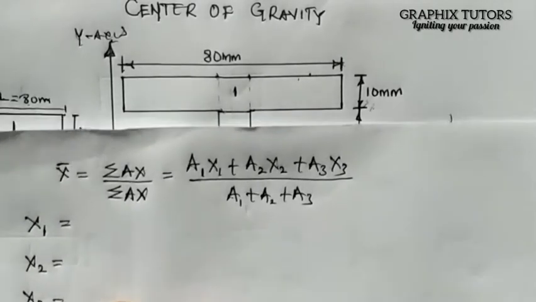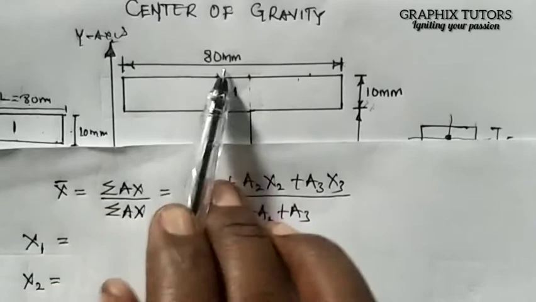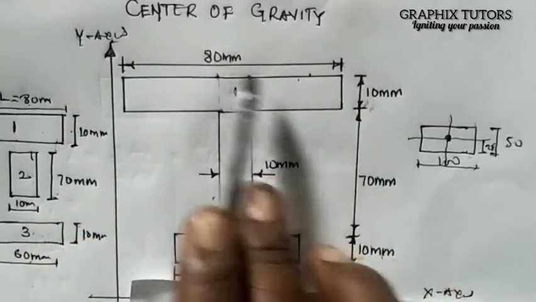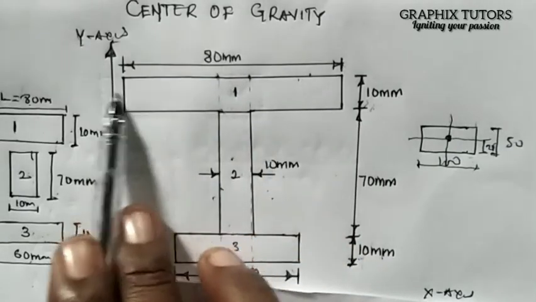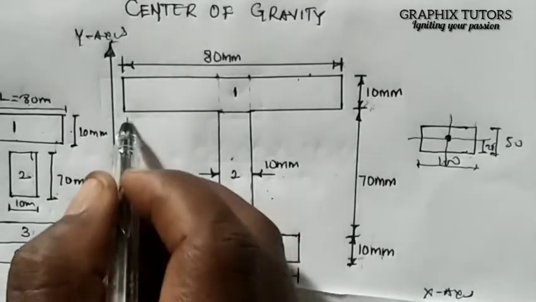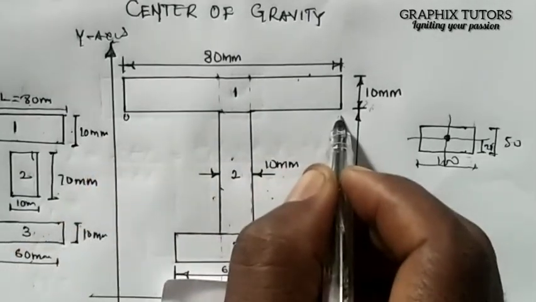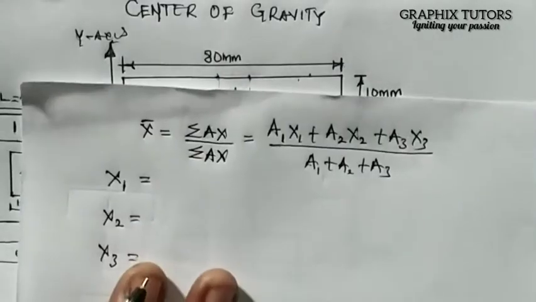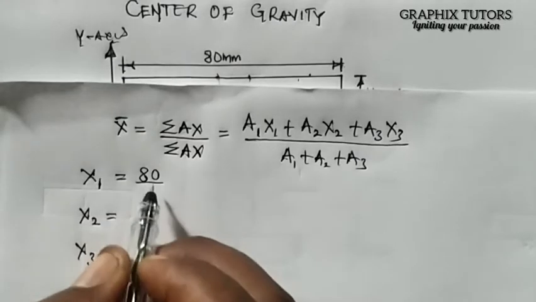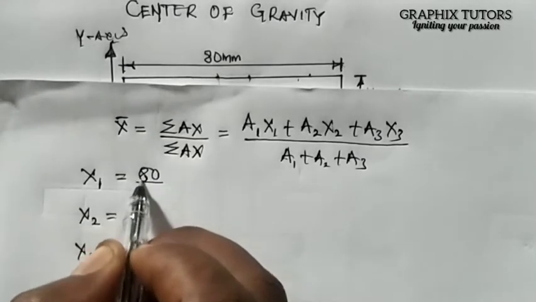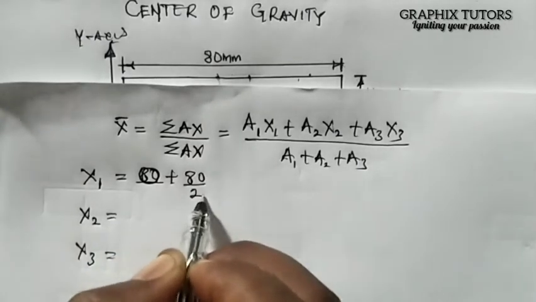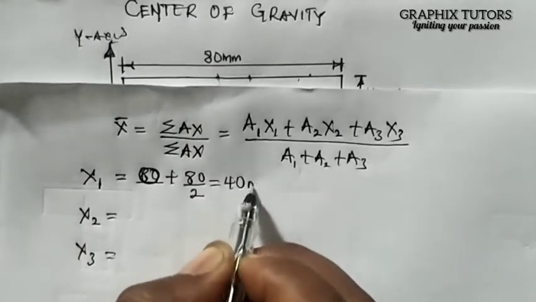Now this is what you need to understand here. If I'm going along my x1, you realize that the total length of this figure along the x-axis is what? 80, right? And this x, when I'm going around x, is not dependent on anybody. This is the beginning of the figure, 0, and this is the ending, which is 80, right? So I'll say that my x1 is 0 plus 80 divided by 2, since it's not dependent on anybody. And that will give me 40 millimeter.